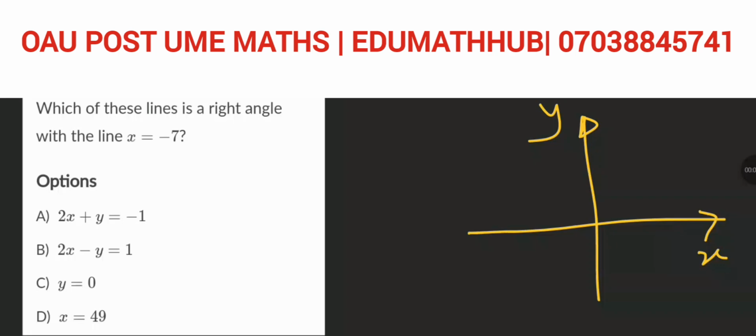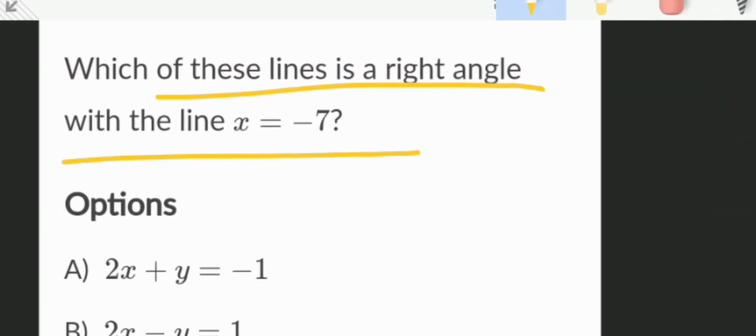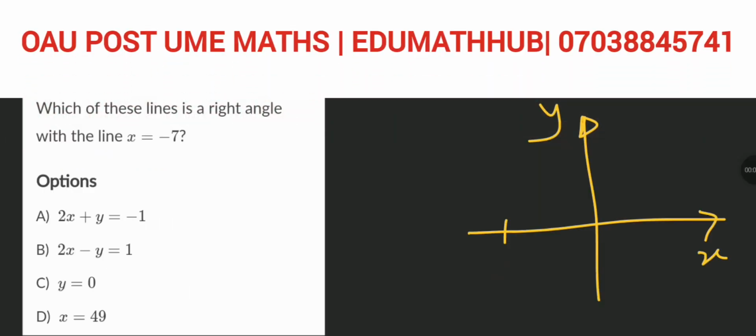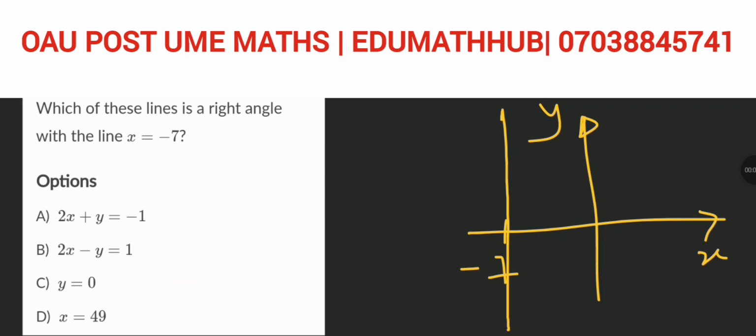For this next question, we are told: which of these lines is at a right angle with the line x equals minus 7? So the first thing to do is to plot the graph of x equals minus 7. x equals minus 7 will be on this negative side here. If you plot this graph, it's going to be a vertical line. Okay, a vertical line like this. Now, a vertical line does not have any gradient. The gradient is undefined. It does not have any gradient, a vertical line, because there's no change in the value of x.